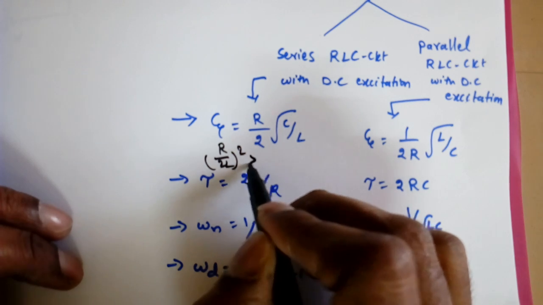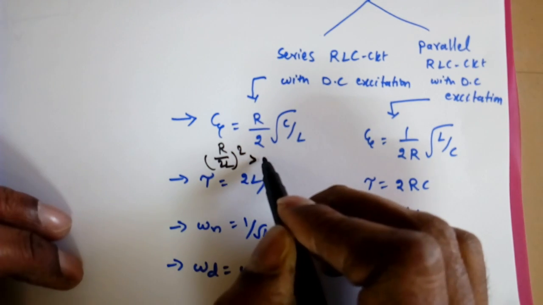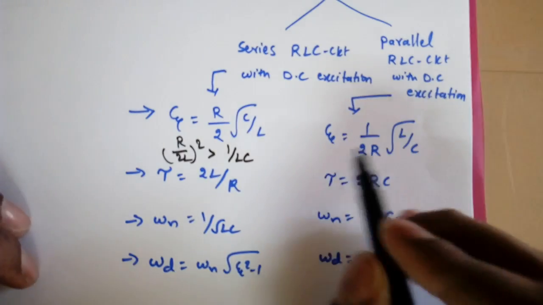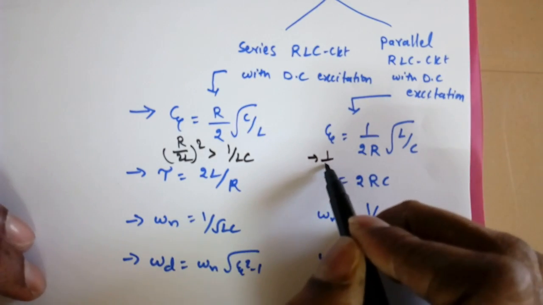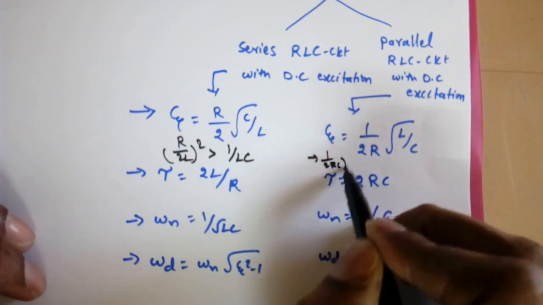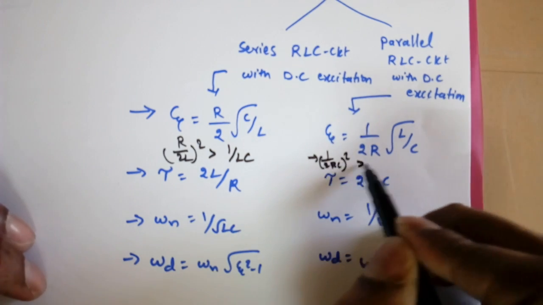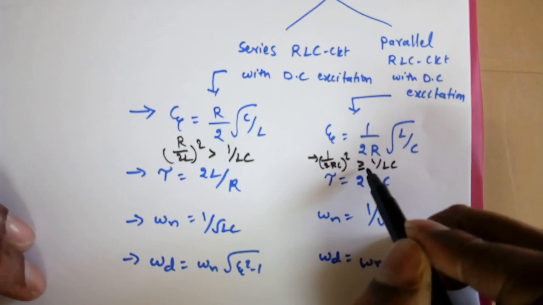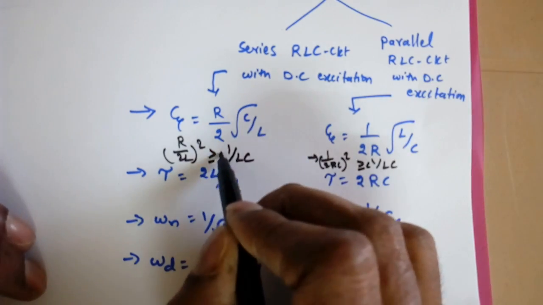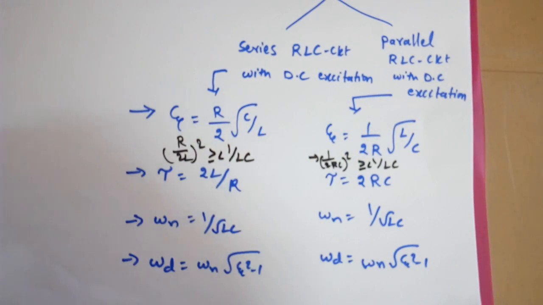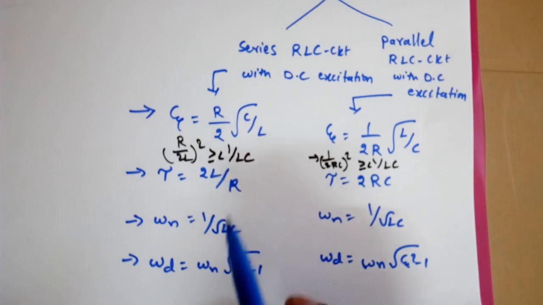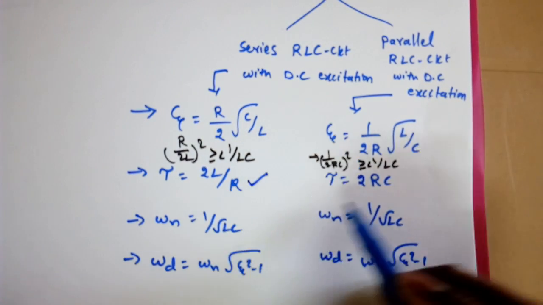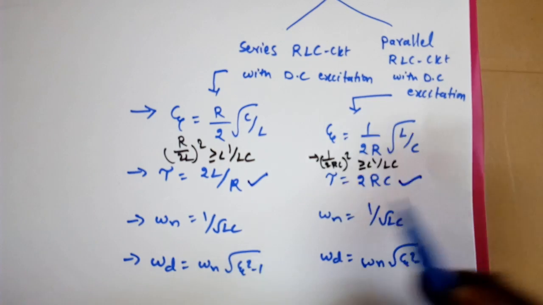It should be either greater than, equal to, or less than 1 by LC. In the parallel case also, (1 by 2RC) whole square is compared with 1 by LC; it can be greater than, equal to, or less than, for critically damped, underdamped and so on. Then what is the time constant in parallel and series RLC circuit? In series it is 2L by R. In parallel it is 2RC.